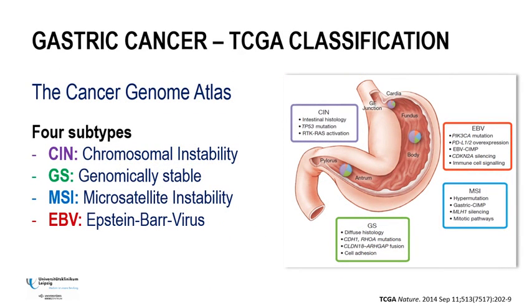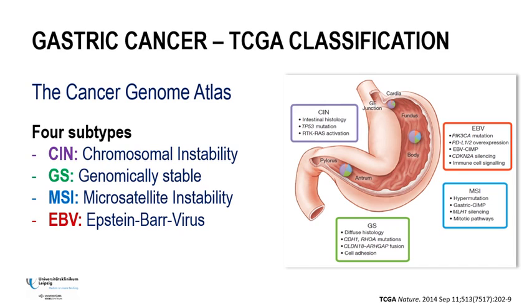When we are talking about gastric cancer, we are talking about different biologies in different locations. The Cancer Genome Atlas classification defined 4 subtypes. The most common subtype currently is the chromosomal instability subtype, which can occur in all parts of the stomach, but has a certain predominance in the proximal parts of the stomach, including the esophagogastric junction.